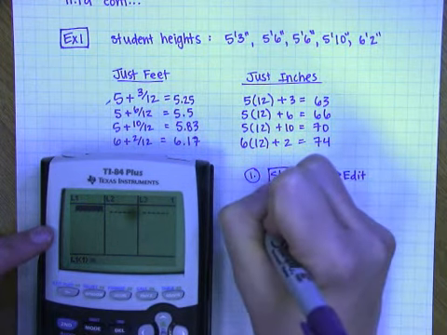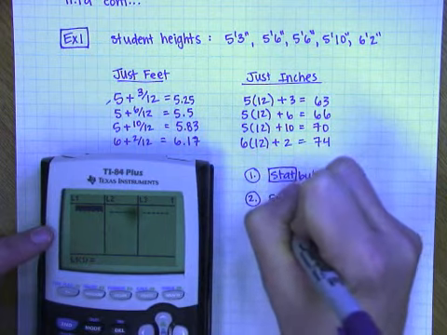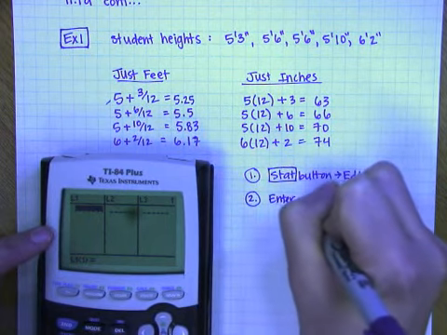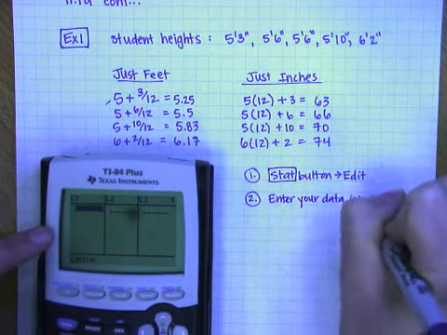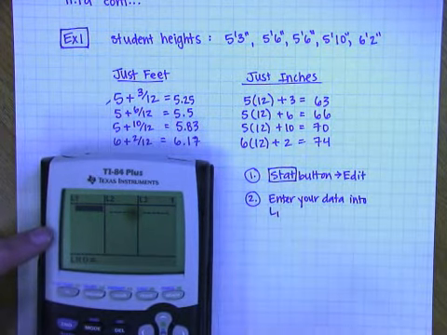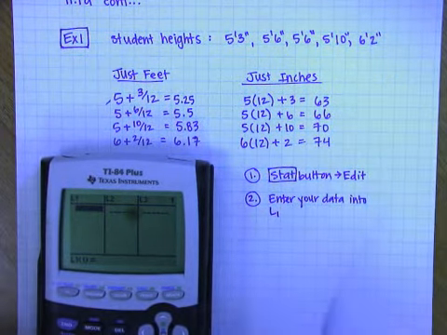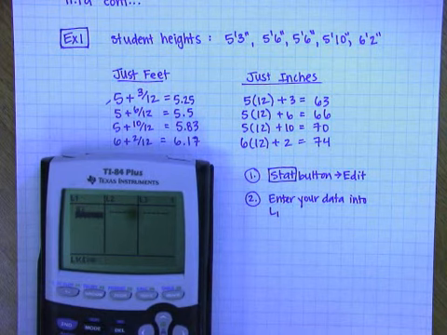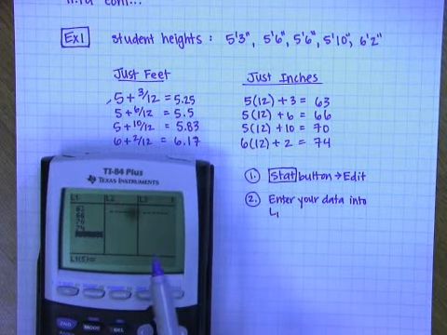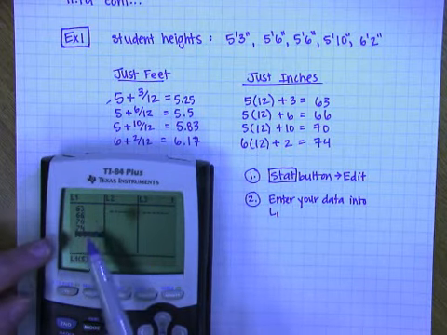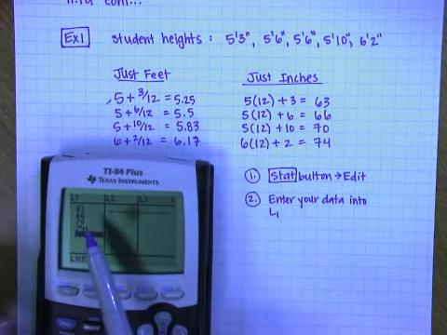Okay. Once you go into edit, you should see L1, L2, L3. These are your lists. Your second step is going to be to enter your data into L1. So I'm going to use just inches. So 63, 66, 70, and 74. And after I type in the number, I'm just hitting enter each time. So I hit 63, enter, 66, enter, 70, enter.